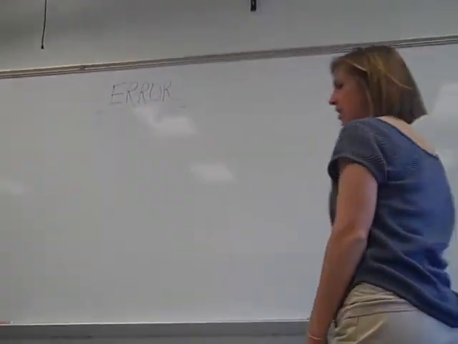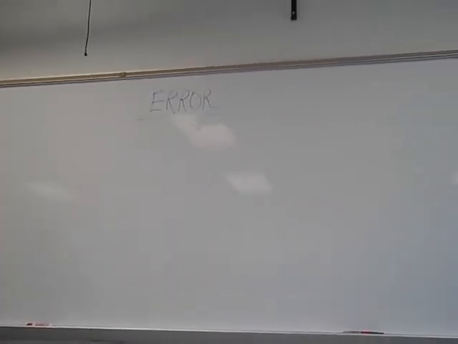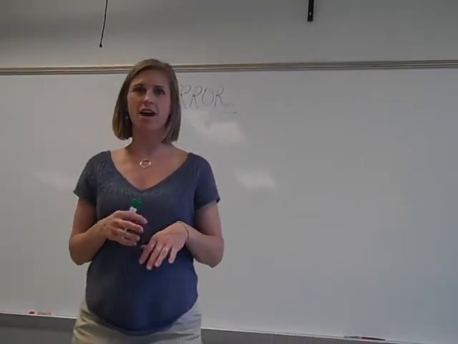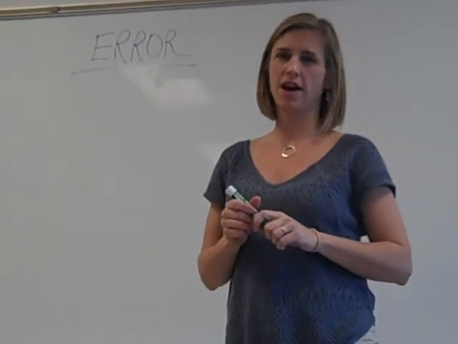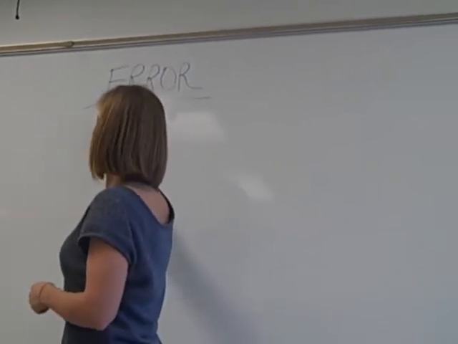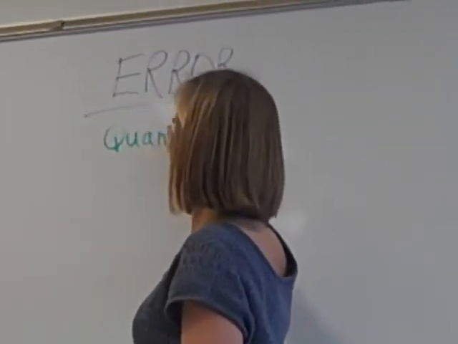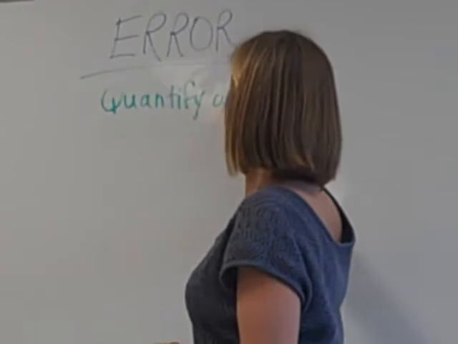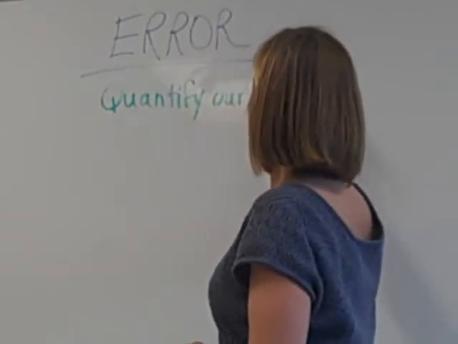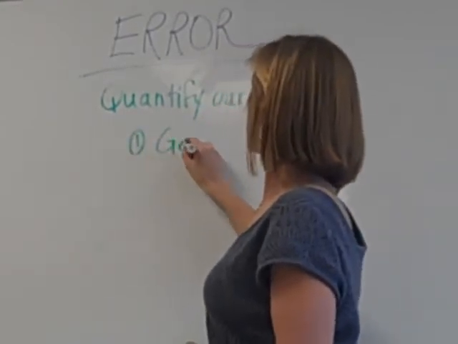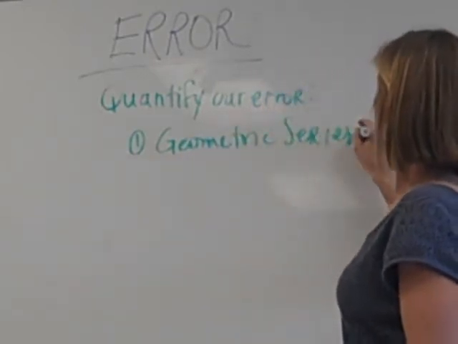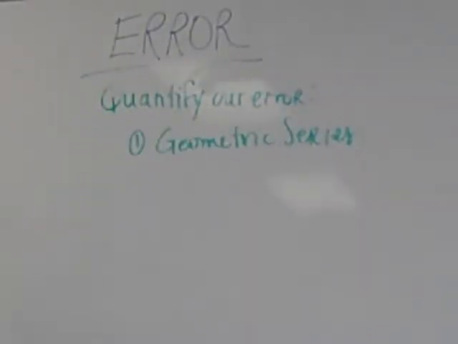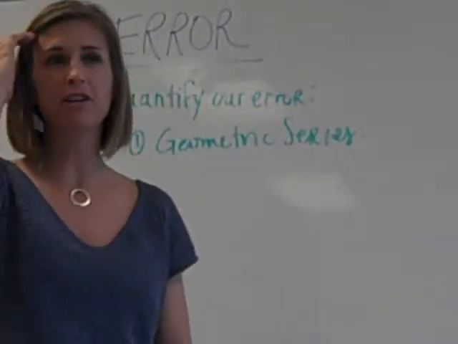It's kind of a statistical look at it, actually. So, first we're going to look at a geometric series and see how we can quantify that error, and then we'll look at the broader Taylor series and see how you would quantify that error. First part's easy. So, we want to quantify our error. Okay, first let's look at a geometric series. Quantify obviously means give a number to, assign a value to how much error that we have.